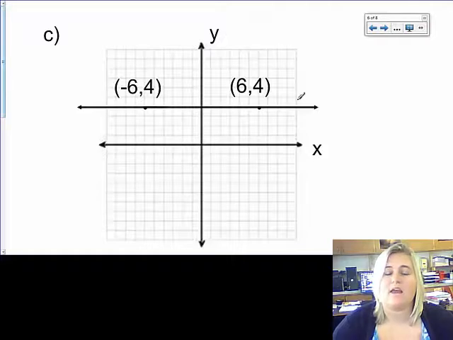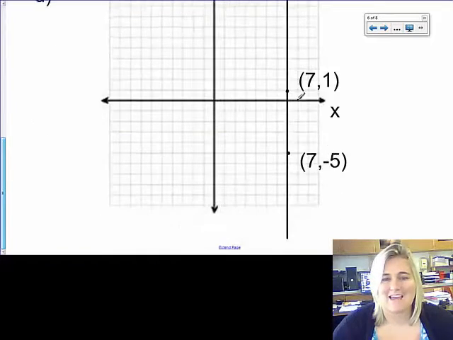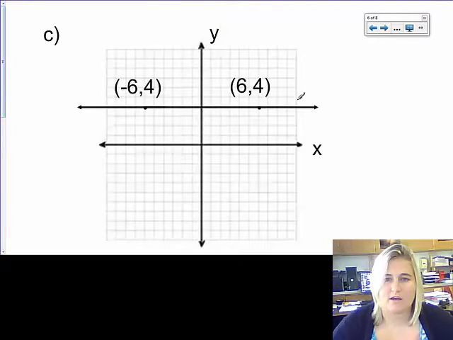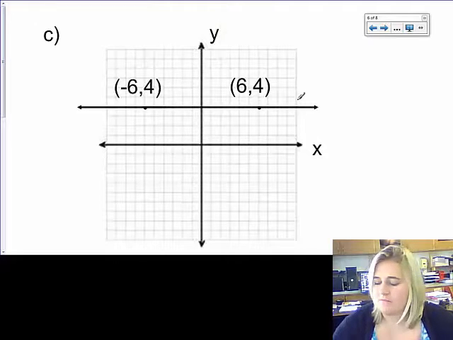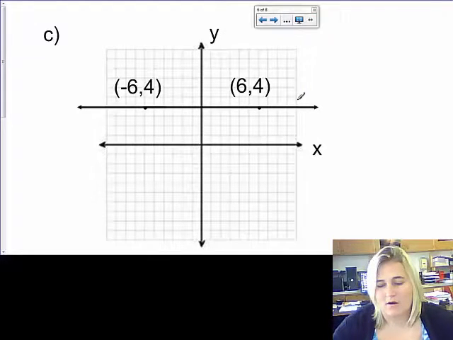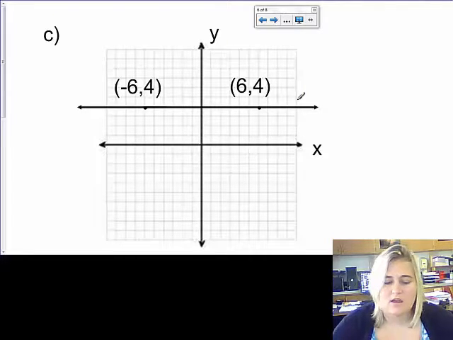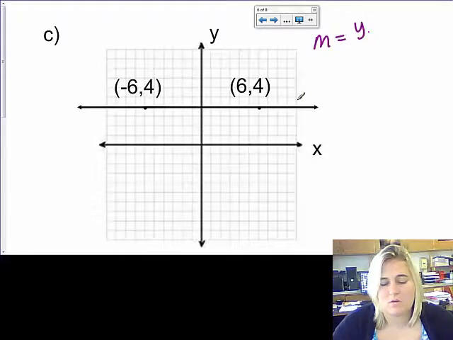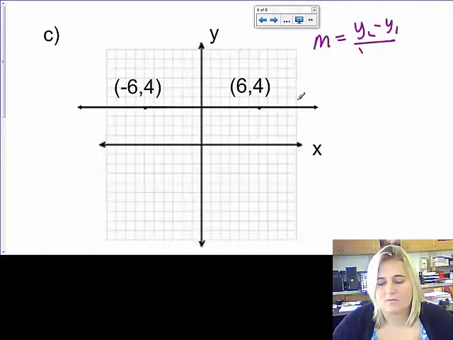On problems or lines like C and D, these are very special types of slope. You can see very quickly that this line is horizontal, and all horizontal lines have the exact same slope. We're going to figure it out here so that we can remember. We always start by writing our formula: m equals y sub 2 minus y sub 1 over x sub 2 minus x sub 1.